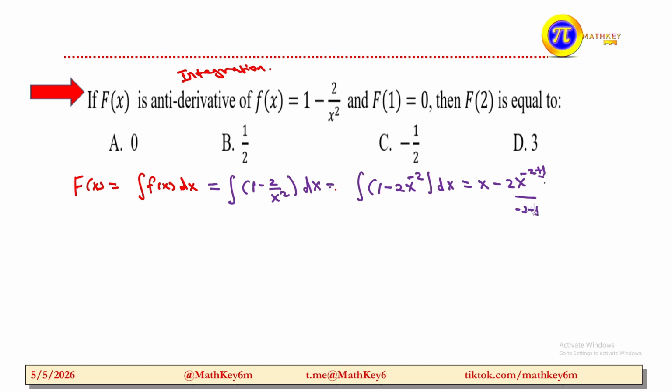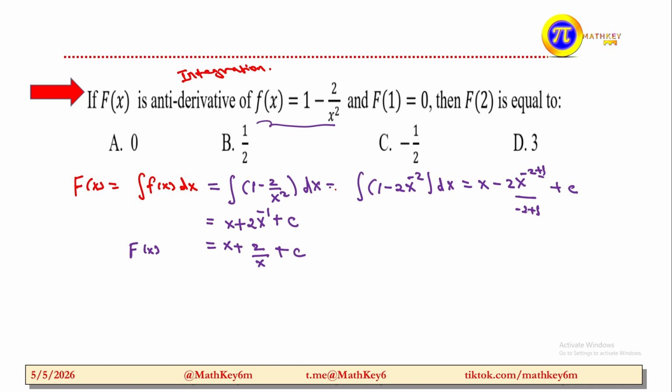We also have an arbitrary constant c in the result. So x minus 2 over negative 2 plus 1, which means negative 1. Negative 2 divided by negative 1 is positive 2, so it becomes 2 times x to the power of negative 1 plus the arbitrary constant c. This shows F(x) equals x plus 2 over x plus c. This is our function capital F(x), the antiderivative of the given small f(x).